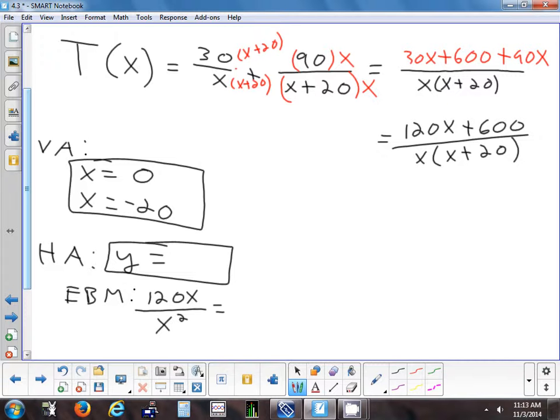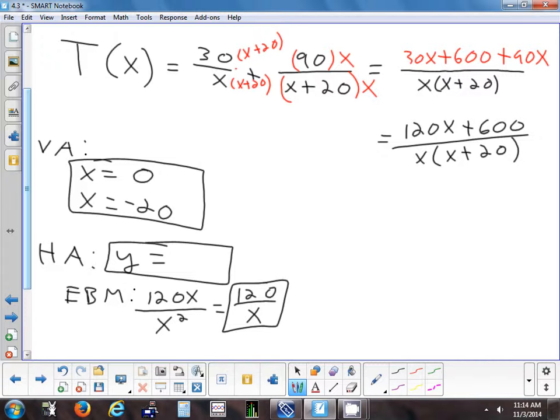Since we have more x's in the bottom than the top, what's going to happen is we're going to have 1 cancel from the top, 1 cancel from the bottom, and we get 120 over x. That's my end behavior model. Now, if you let x get really big, whatever happens to this fraction, that's my horizontal asymptote.